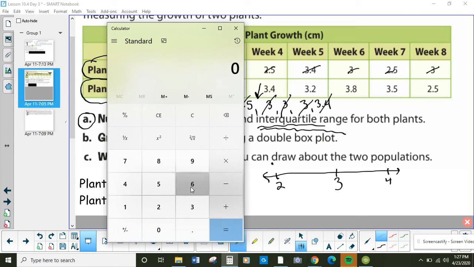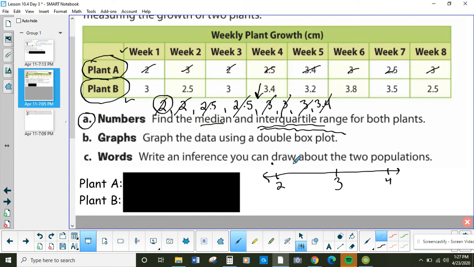So you could take these two, 2.5 plus 3, and then divide by 2 to get 2.75. So the middle right here, the median, is 2.75. That's where the middle goes. So on a number line here, if this is 2 and this is 3, 2.75 would be right about there. That would be the median, right? The high number over here is 3.4, right before 3.5.